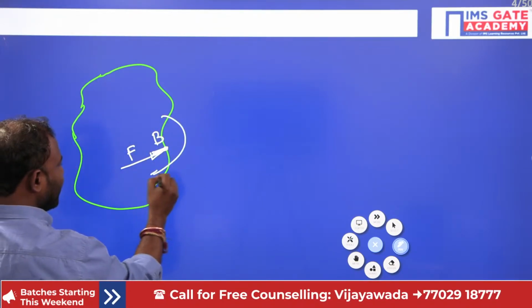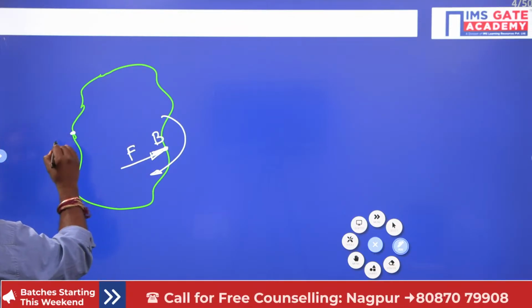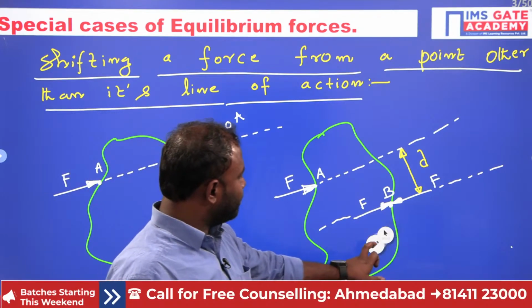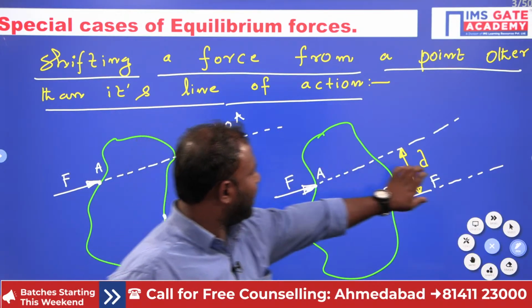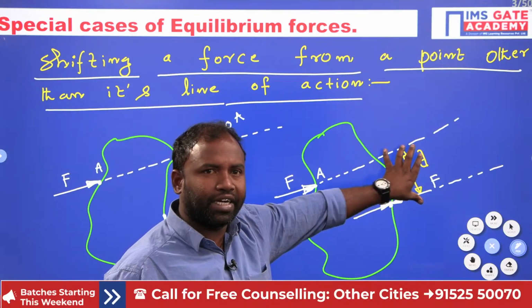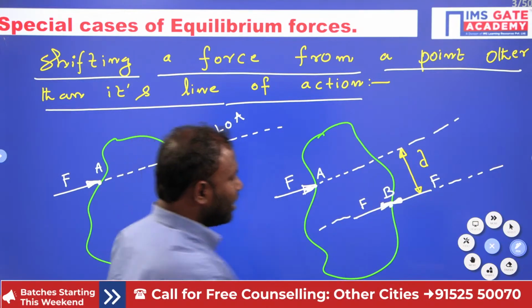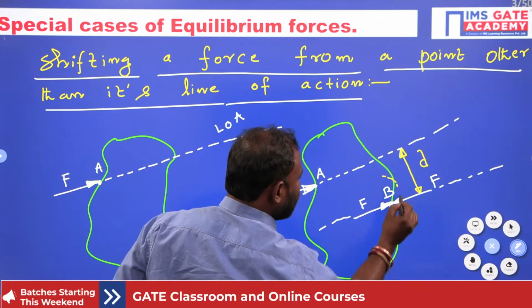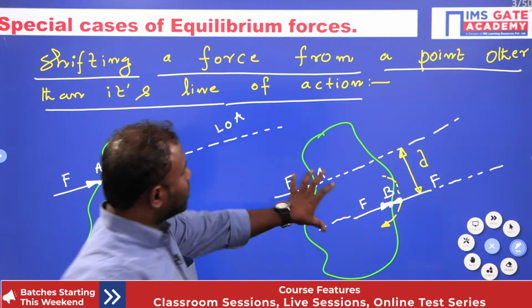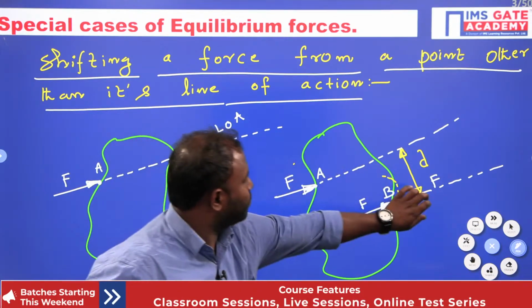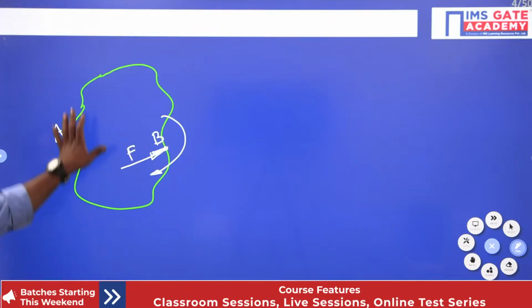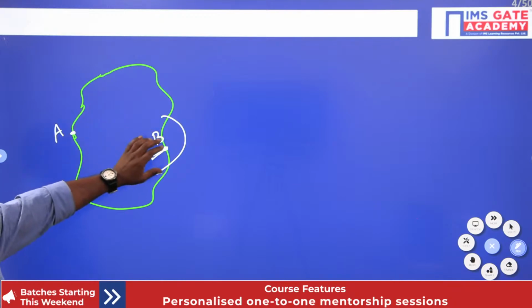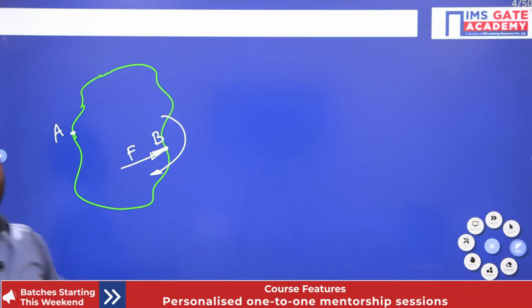And here I have a couple. Very simple, guys. F and F are separated by a definite distance, so they are going to create a couple. I just remove this force and replace it with a couple over here. So that I can shift my force F from point A to point B, which is not on its line of action.